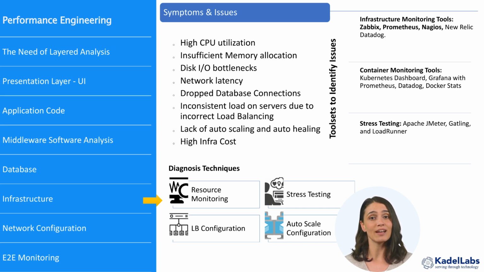Finally, cost monitoring and optimization are critical for managing infrastructure expenses. Tools like AWS Cost Explorer or Azure Cost Management help us track and optimize infrastructure costs, ensuring efficient resource usage and eliminating unnecessary spending.